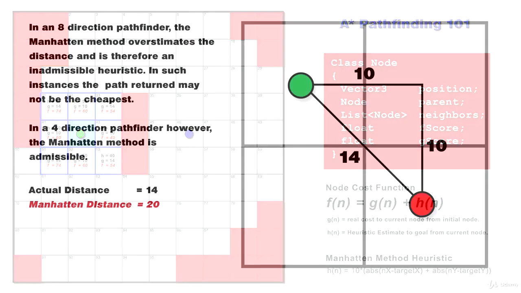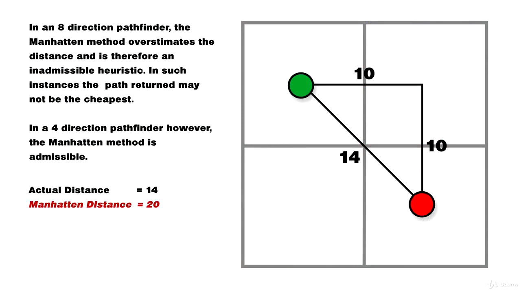For example, in this diagram, we can see that the true distance from the source to the target would actually be 14 using our diagonal movement cost. However, using the Manhattan method to estimate this distance, we would actually get a value of 20, a movement cost of 10 applied for both one node of horizontal movement and one node of vertical movement. This means we are overestimating the remaining distance, and therefore it's not guaranteed to always give us the shortest path, such as in this example. Now, in such instances where the shortest path is not guaranteed, the heuristic is said to be inadmissible.